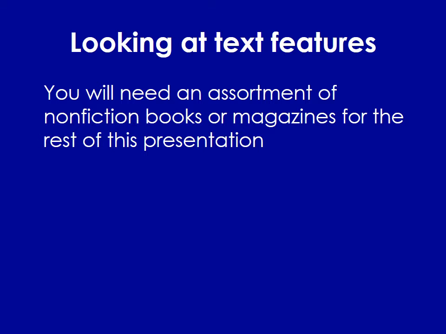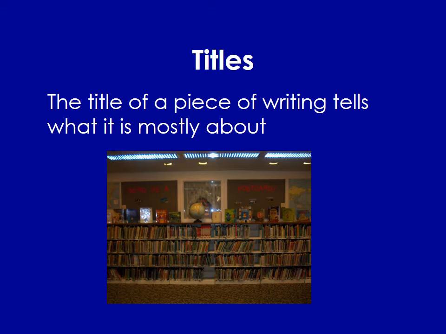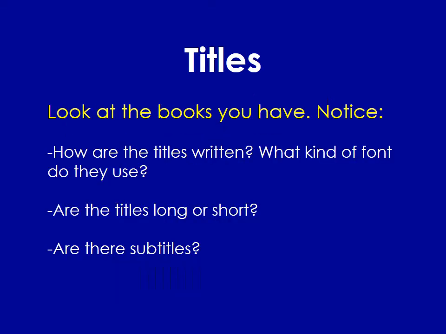Next, you're going to look at some text features, and it's important here to have an assortment of nonfiction books or magazines that you could use with your students if you're going to work on something like this, so that they can see text features in a number of different items. The title of a piece of writing tells you what it's mostly about. This gives you an idea about what you're going to be reading about to activate prior knowledge.